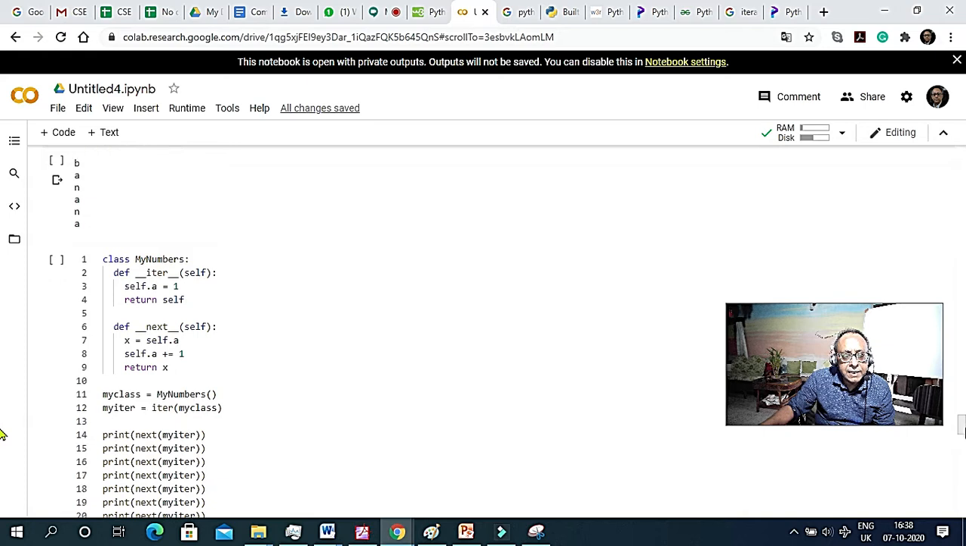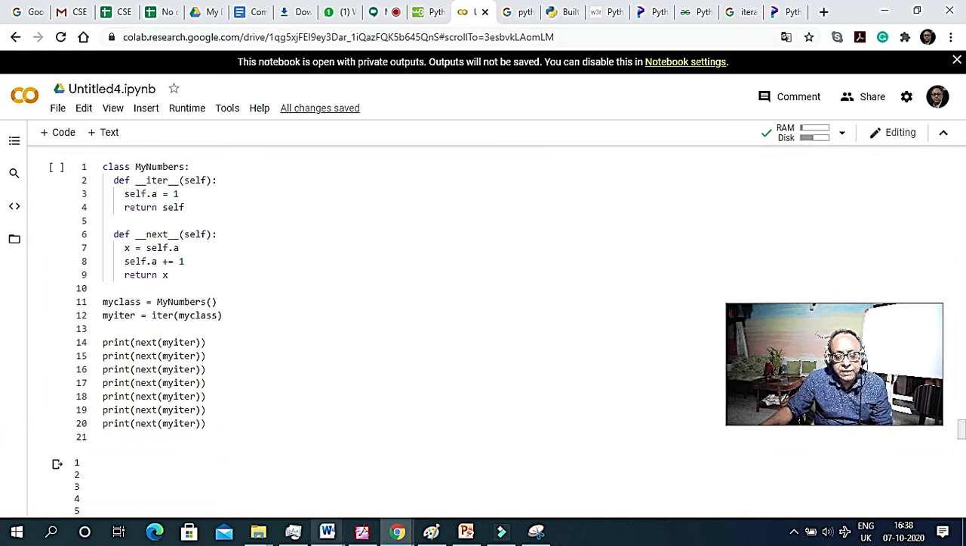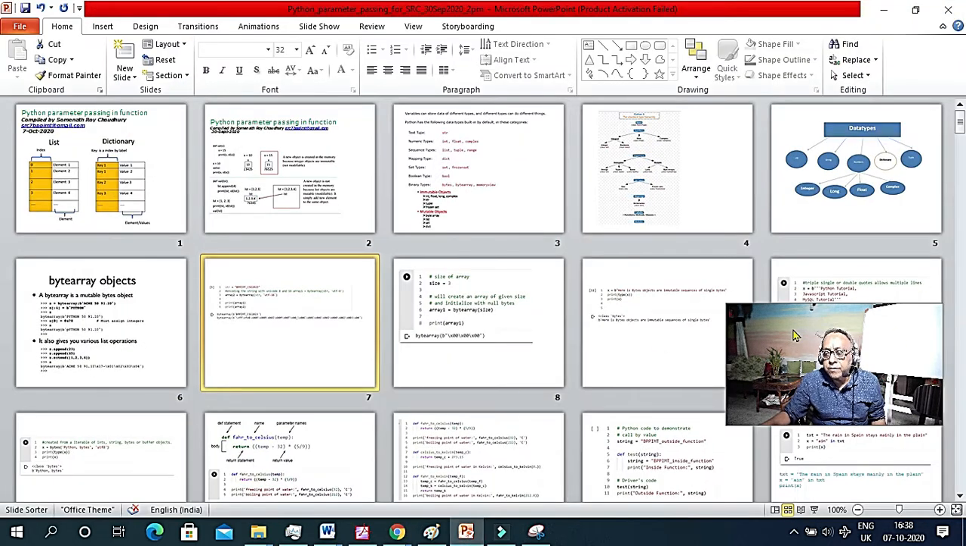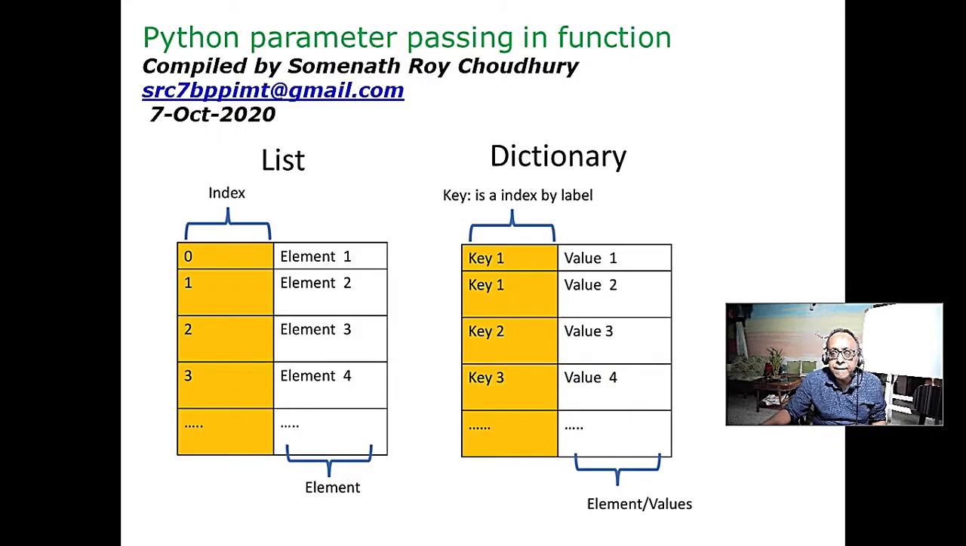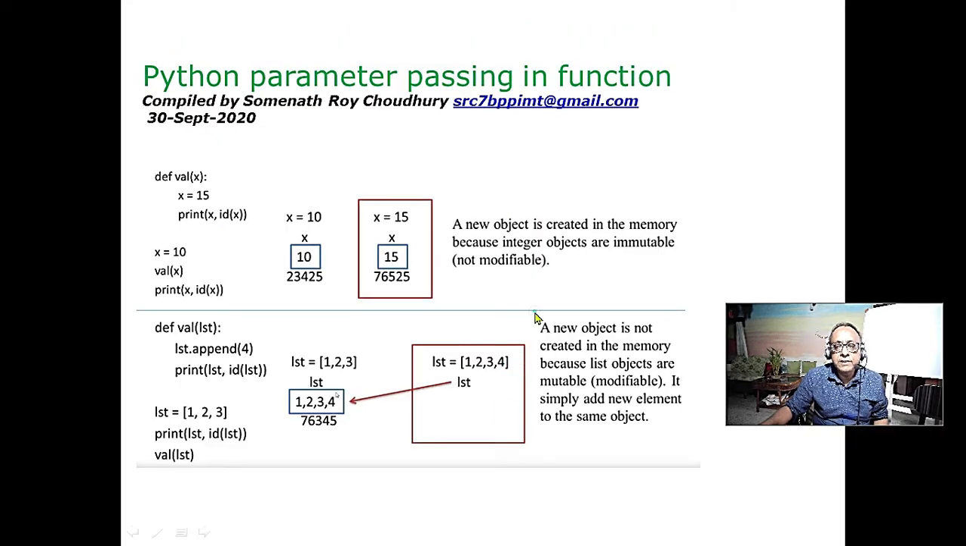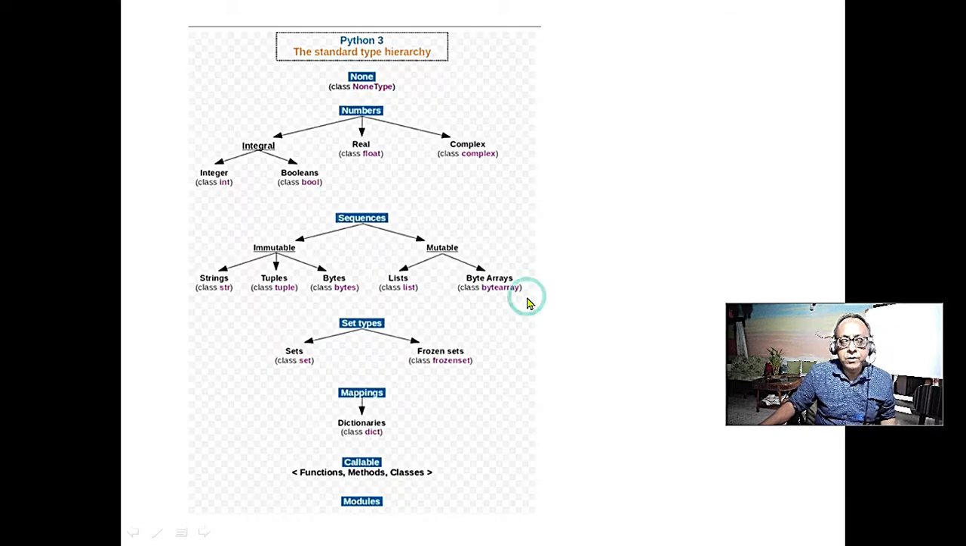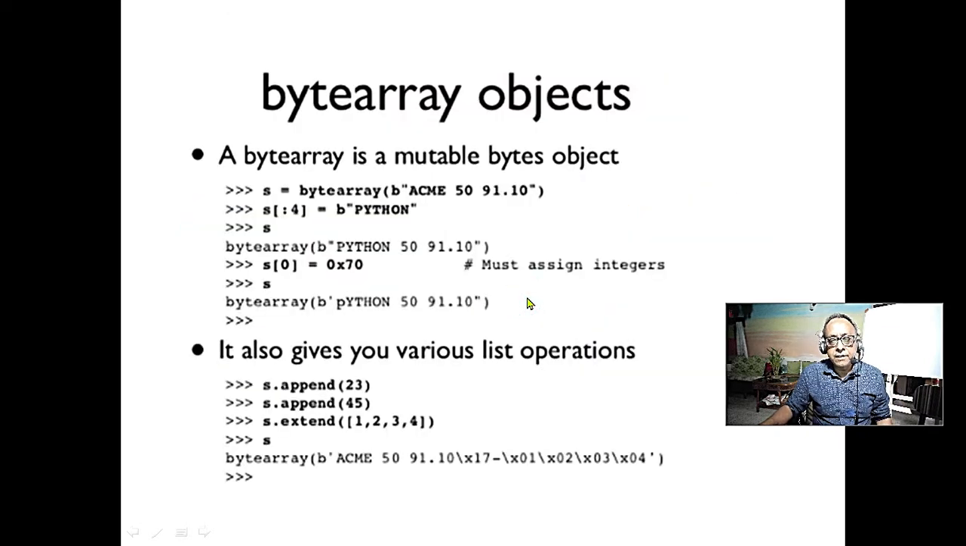What is basically iterable things? It's a great thing. I go to the screen once more. I have covered this one. I have covered more or less data types. Byte array, that means mutable. Remember, byte array is mutable. It is useful in any real life communication so that it is changeable.